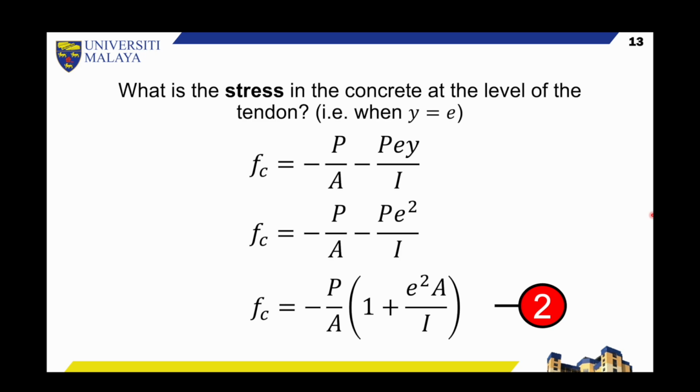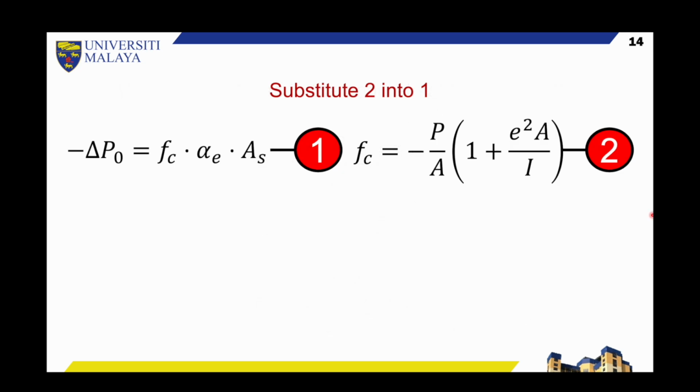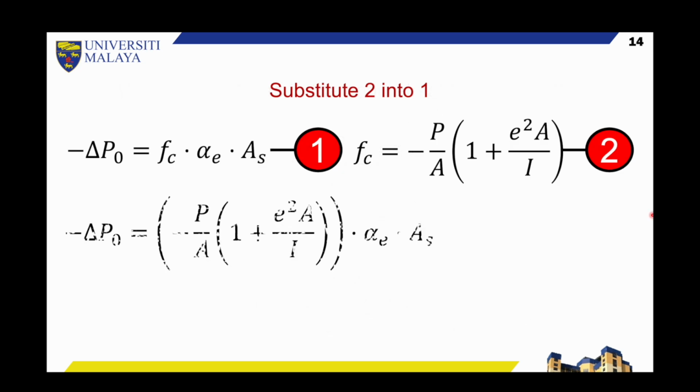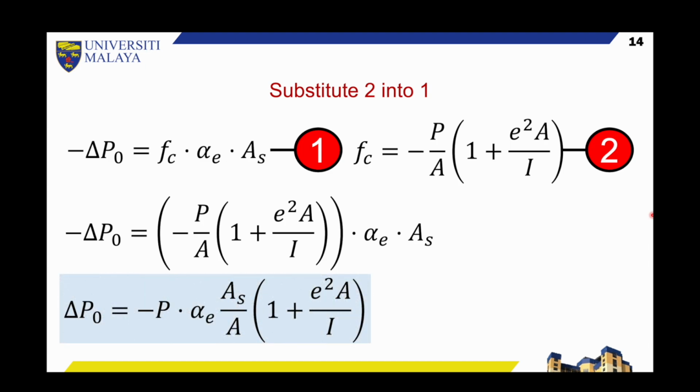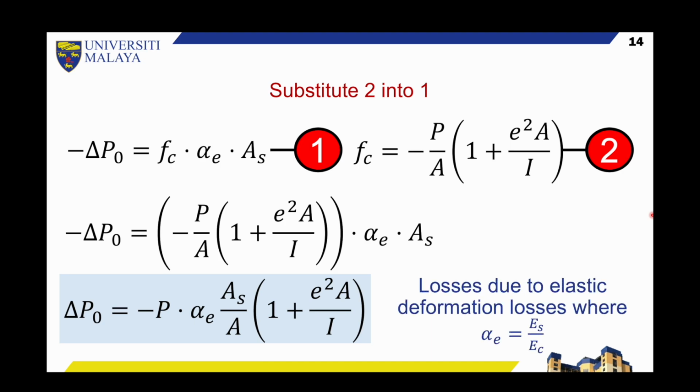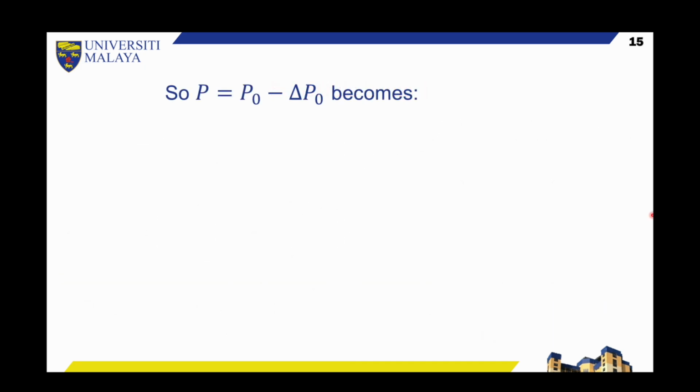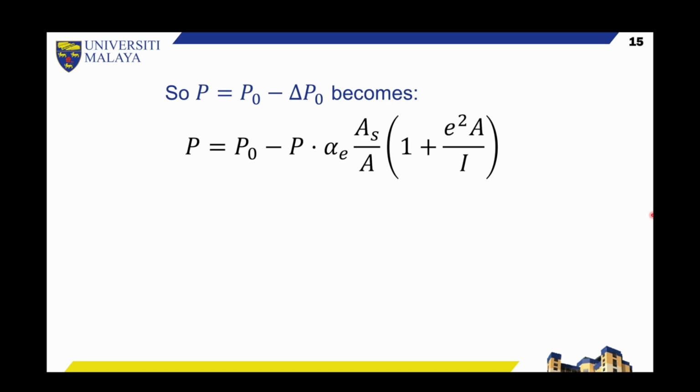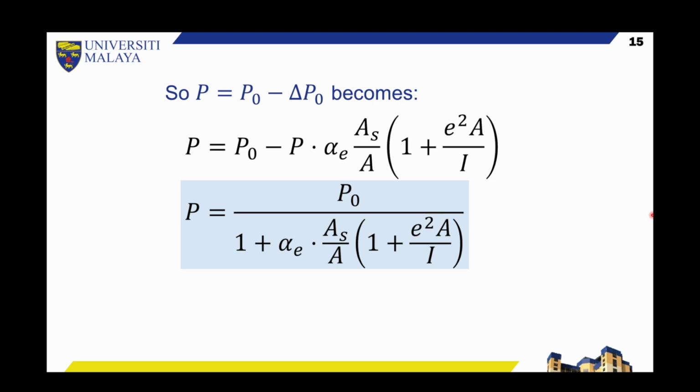So substitute 2 into 1, you get this equation. Simplify it, and you get this, which is the change in the pre-stressing force is equal to that. So this is the losses due to elastic deformation, where alpha is actually the ratio between the modulus of elasticity of steel divided by the modulus of elasticity of concrete. So our very simple equation becomes a not so simple equation, but it allows us, when we rearrange it, to find the remaining pre-stressing force after elastic deformation losses.